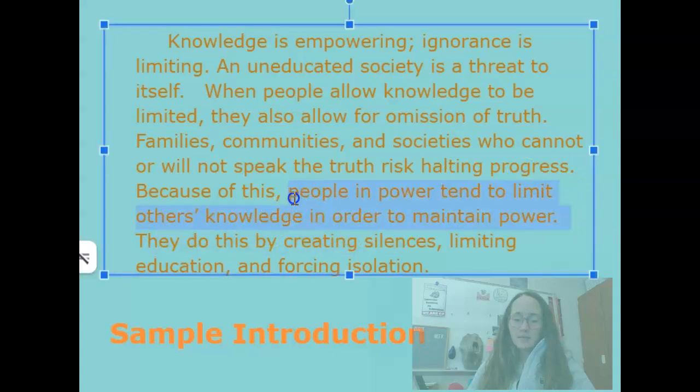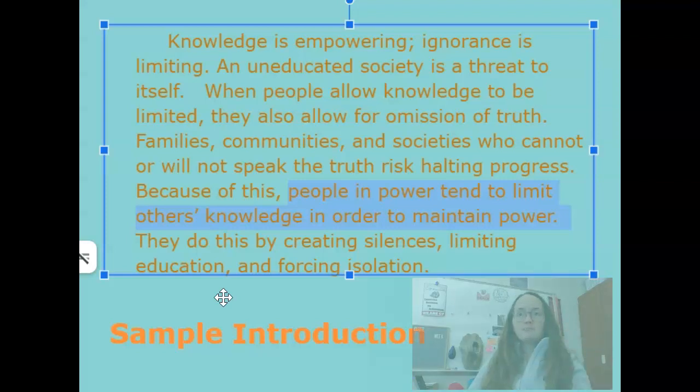That's my theme statement. And then what I do here is I list what the 3 paragraphs are going to be about. So the first paragraph is going to be about creating silences. The second is going to be about limiting education. And the third is going to be about forcing isolation. For you, it's going to be slightly different because you were given 3 specific focuses for each paragraph.